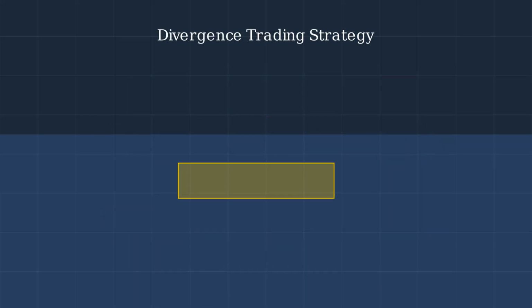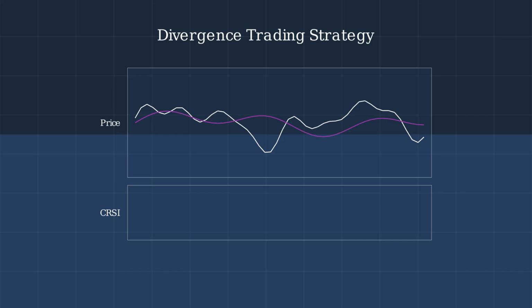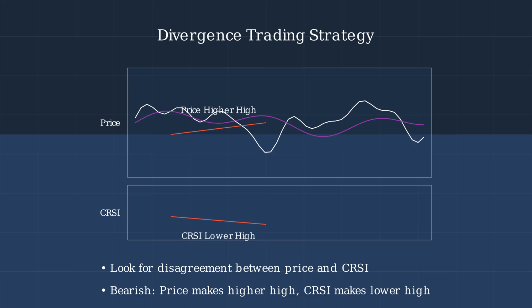The third strategy is divergence trading, a powerful technique for identifying potential reversals. Divergence occurs when price movement doesn't align with Connors RSI readings. For example, when price makes a higher high but CRSI makes a lower high. This disagreement often signals weakening momentum and a potential trend reversal, offering high-probability trading opportunities.